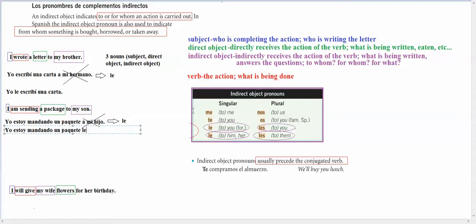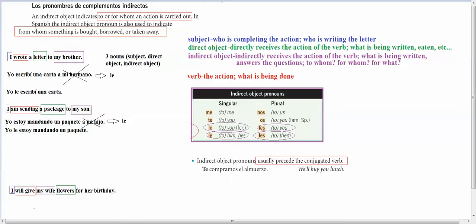But le doesn't go there. Indirect object pronouns precede the conjugated verb. Well, here we've got two verbs. We've got am and sending. Whenever you have a helping verb, you're gonna put your indirect object pronoun in front of the helping verb, not the participle. It's gonna be in front of the conjugated verb, because out of these two verbs, one, mandando, has been turned into a participle. Estoy is the only one that's a conjugated verb. So I'd say, yo le estoy mandando un paquete.